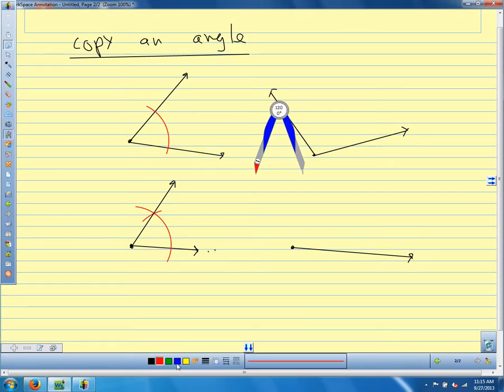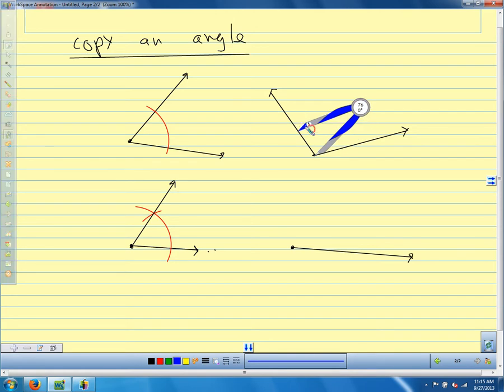So I'm going to grab my compass, and let's do this one in blue. Put the point on the vertex of the angle. I can draw any arc. It just has to go through both sides of my angle. Now I'm going to come down here, put the point on the vertex, and I'm going to draw that same arc. So I've got that arc here, same arc here.